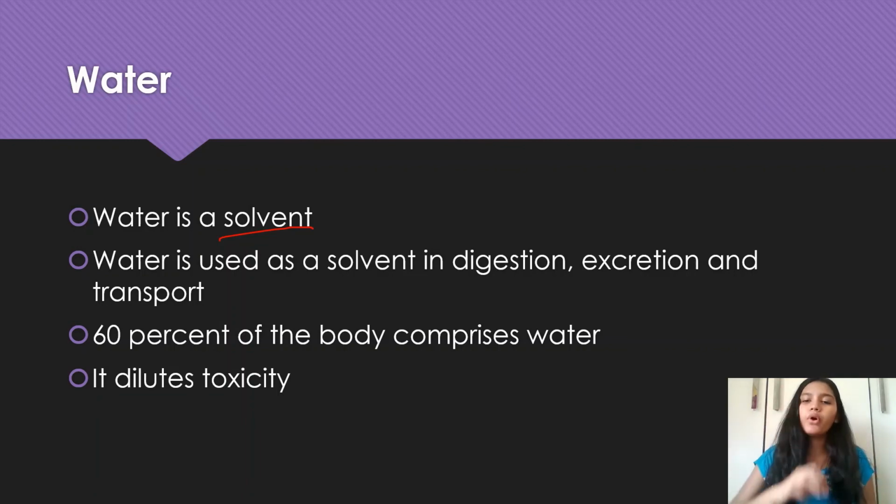There's another point that was mentioned in my textbook. I've never really seen it in mark schemes, but I found it intriguing. It dilutes toxicity. If you have a large amount of water and a small amount of a toxic substance, a waste product from metabolism, its toxicity is obviously going to be dialed down because water has a diluting effect.